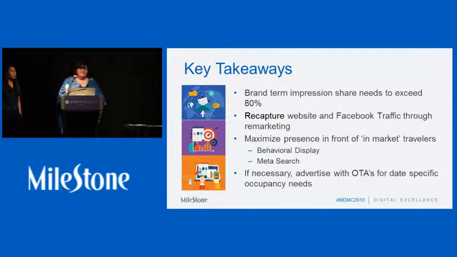And then maximize your presence in front of the people that are in market, so that you can do that through behavioral display, the travel intent networks, or Metasearch. And again, if necessary, we can always help you, or anybody can help you with that, with advertising on OTAs for date-specific occupancy needs. That's if you're really in a bind and maybe a big group quit on you or something last second. There is an opportunity to try and pull this business back.